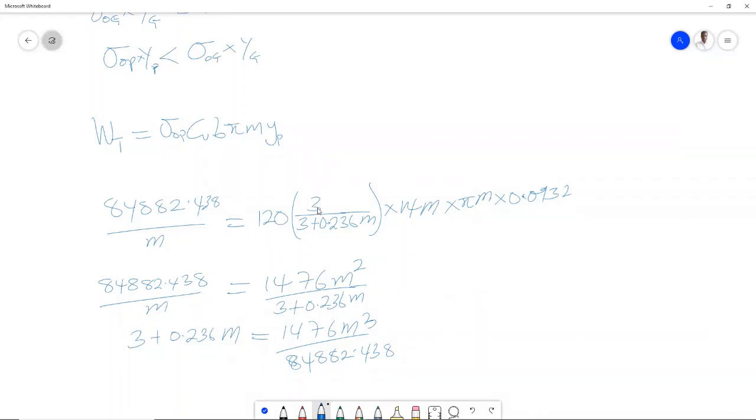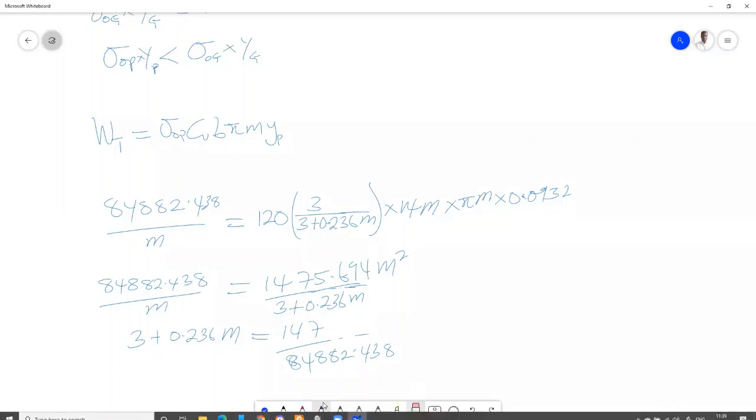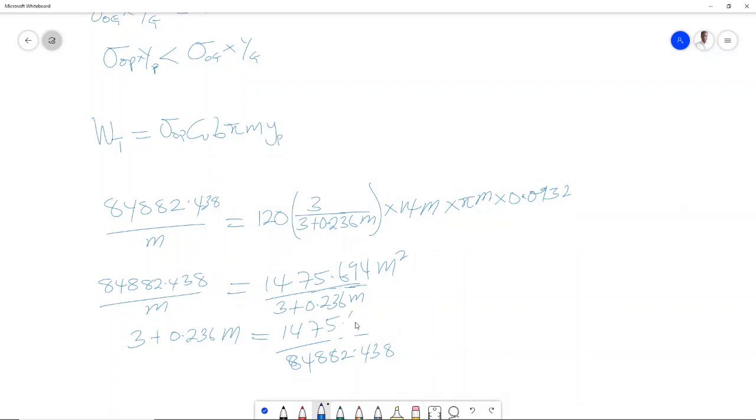Okay, we have 120 times 3. So where are you getting the answer? Sir, I had 1475.694. Okay, let's put that. So you have 1475.694 M squared. It means that this one too will change. So we have 1475.694. Okay, so if you simplify this expression here, what do you get?